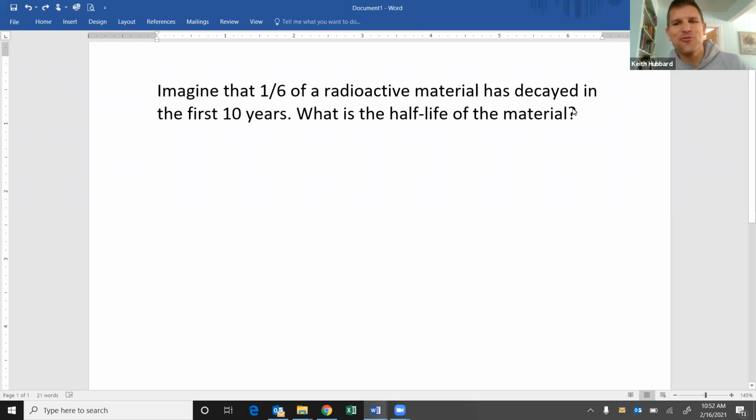Okay, let's try a radioactive decay problem. Imagine that 1/6 of a radioactive material has decayed in the first 10 years. What is the half-life of the material? So it might help to remember this is the equation for half-life.